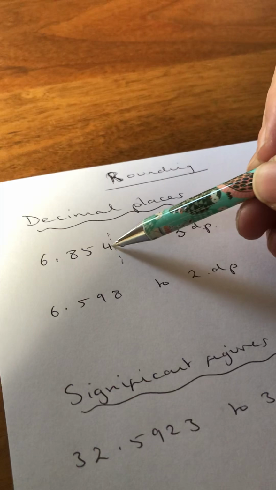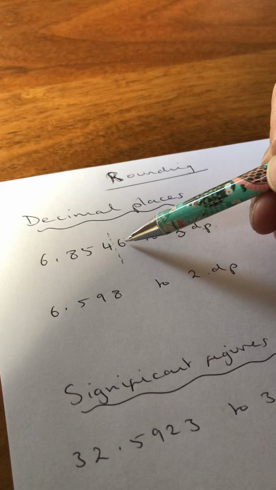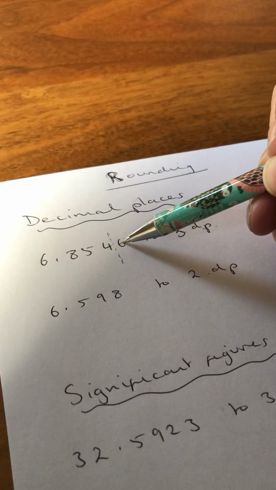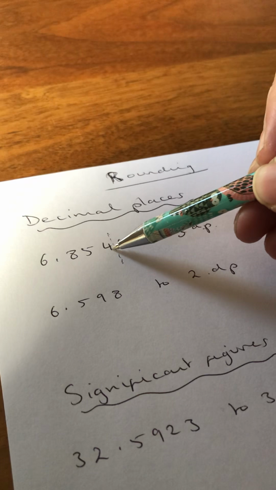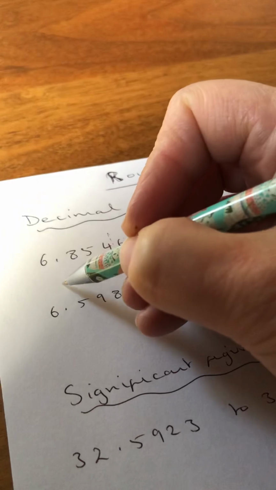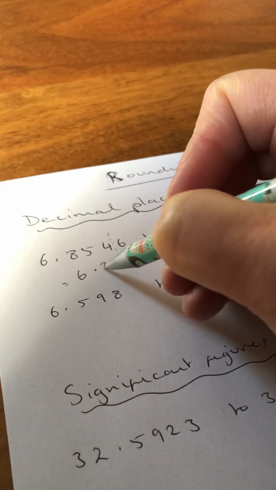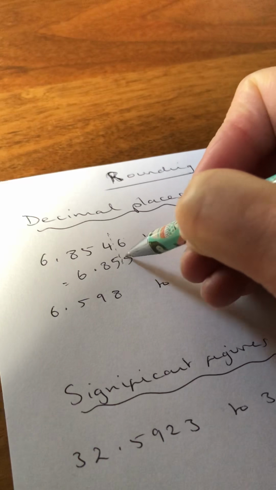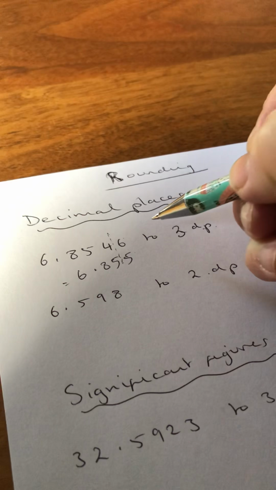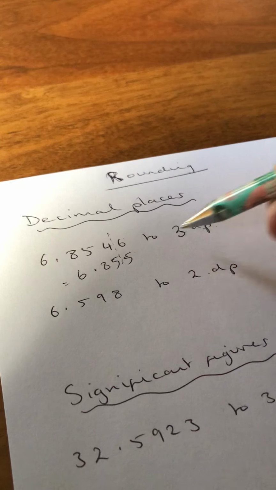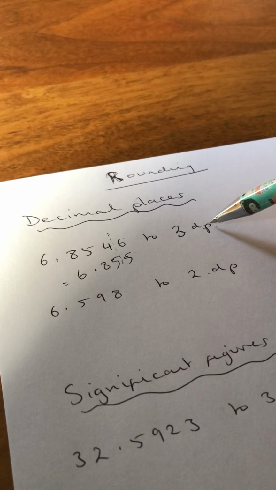So in this case, the neighbour is 6, which is bigger than 5. So that means that the 4 will round up. So this number to 3 decimal places will become 6.855. Okay? 3 numbers after the decimal point, 3 decimal places.